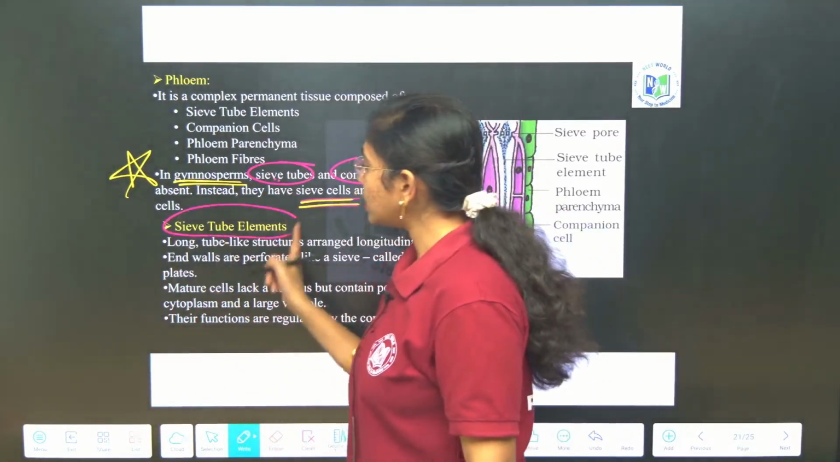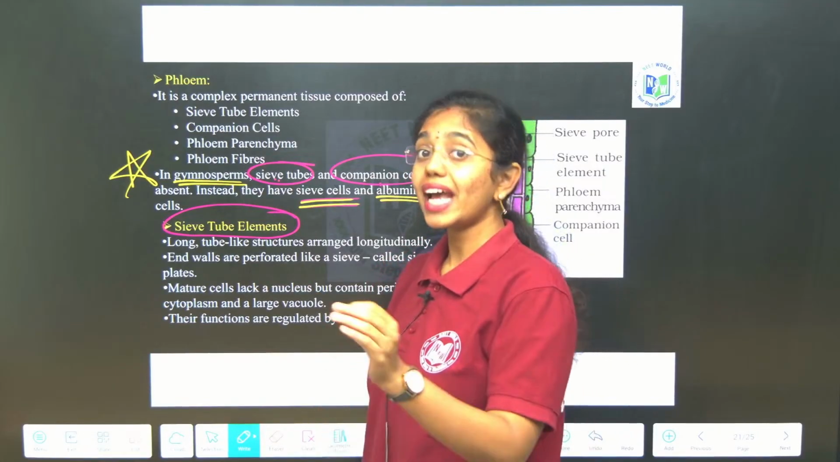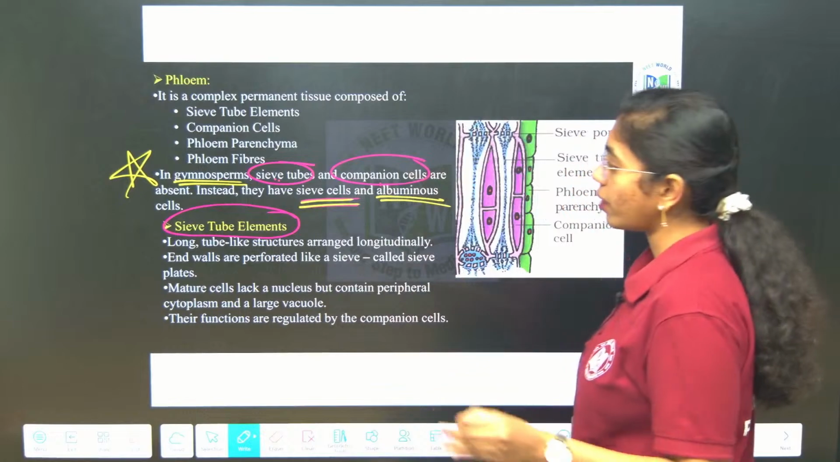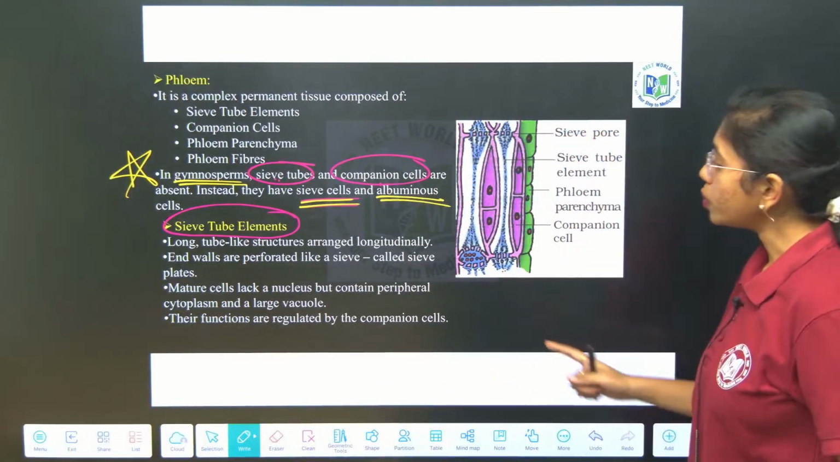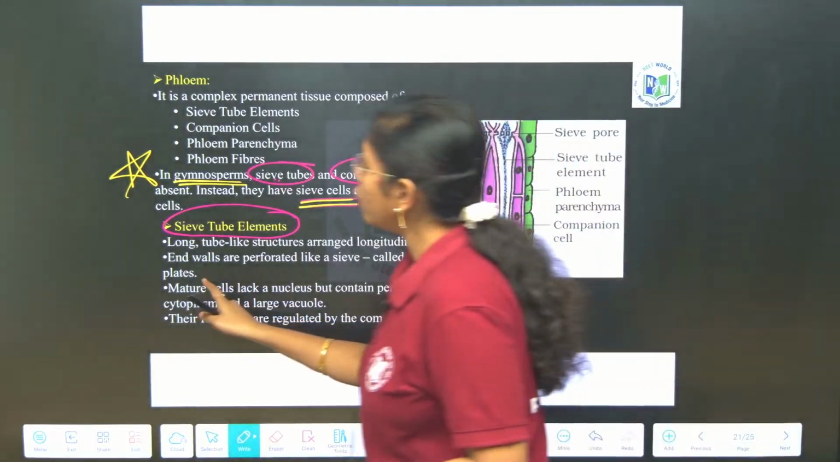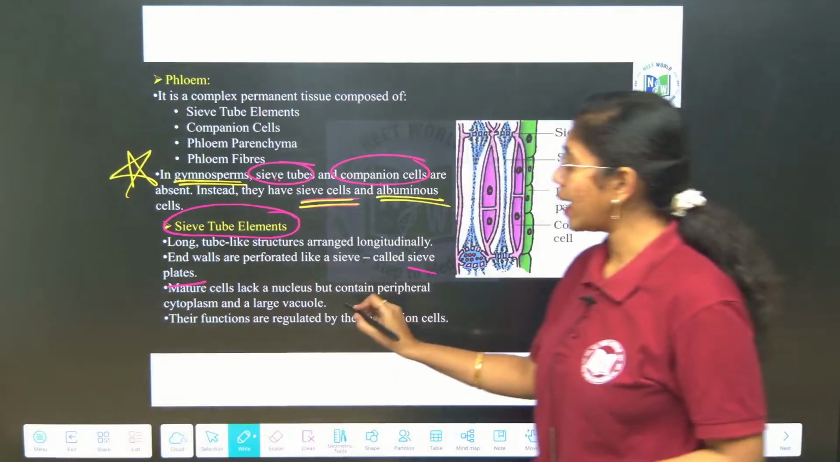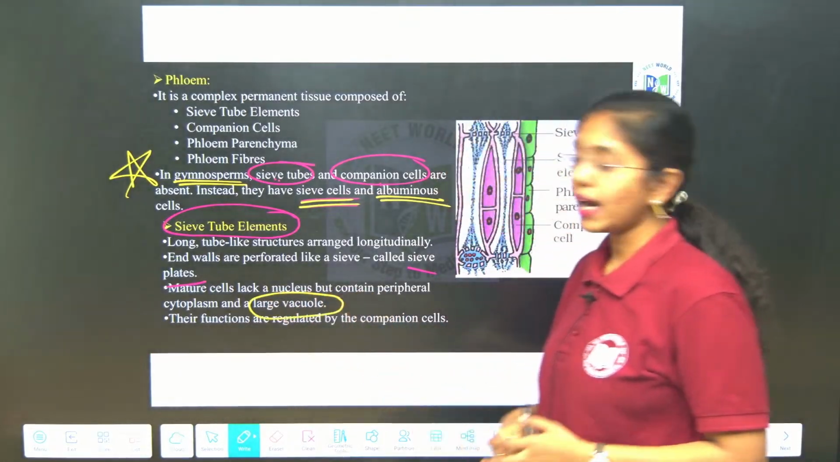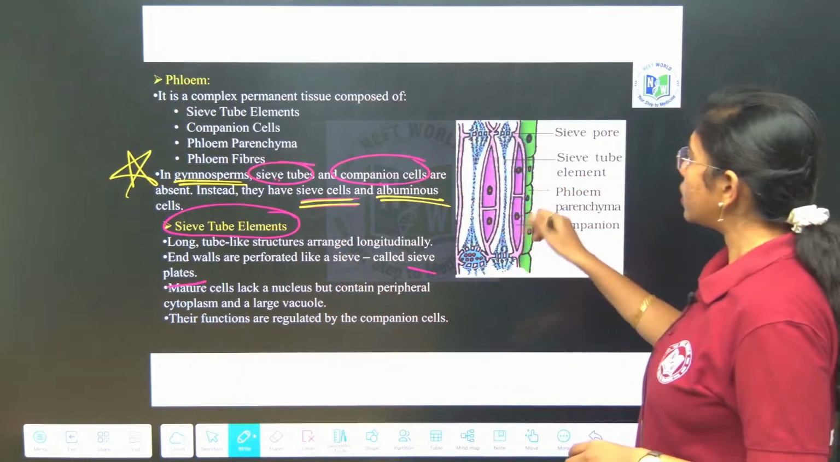First you see sieve tube elements. Sieve tube elements or sieve tube cells, they are enucleated, they do not have any nucleus and they have perforations at the end. Those perforations are called as sieve plates. Mature cells do not have nucleus but they have large vacuole and cytoplasm.